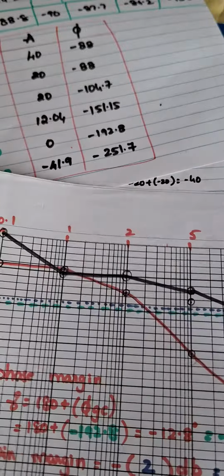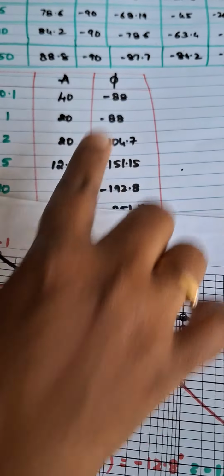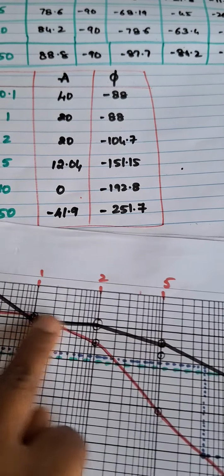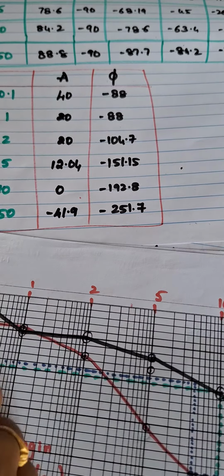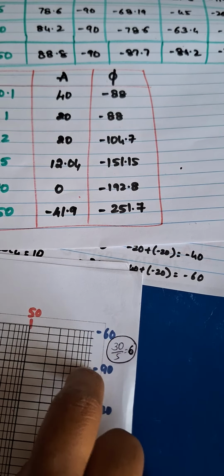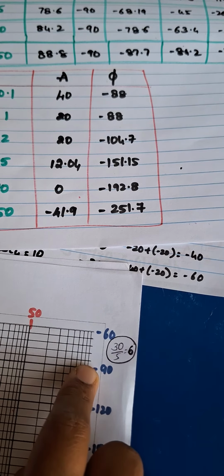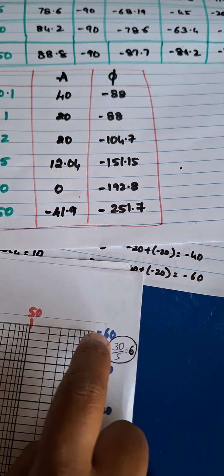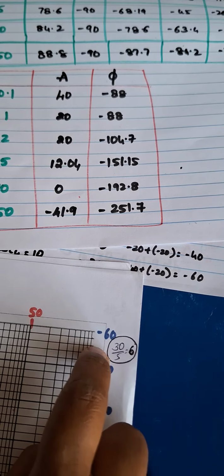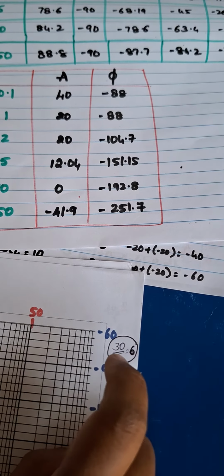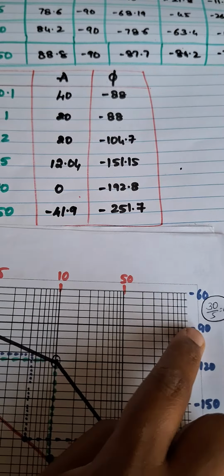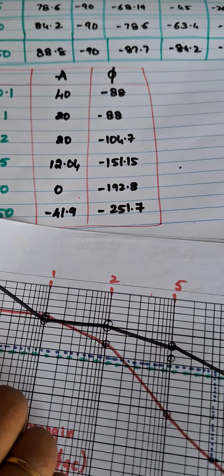Okay, so now for 0.1, what is it? It should be 88. Here it is 90, and the distance is 30. So 30 divided by 5, because the divisions are 5, will be 6. So each is 6, which means 66, 72, 78, 84. So 84, and we have 88, so we draw it in between.